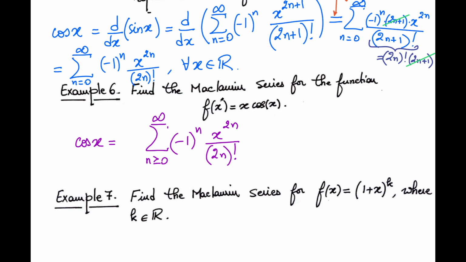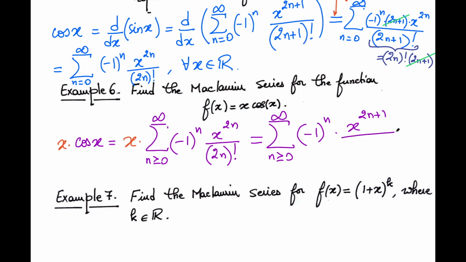So what we have here is x times cosine of x. So how about we multiply by x both sides? Correct, we get that. And this is equal to, this x is independent of this index n, so I can bring it inside the sum. It's a constant with respect to n. And we get -1 to power n times x to power 2n plus 1, right? If you multiply x to power 2n by x, you get x to power 2n plus 1 divided by 2n factorial. Okay? Alright, so this is not that bad.